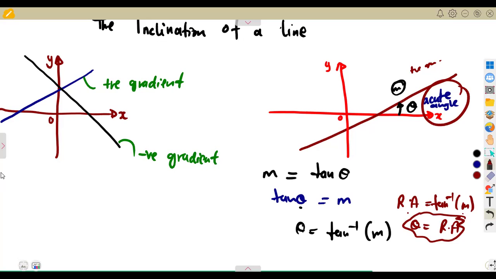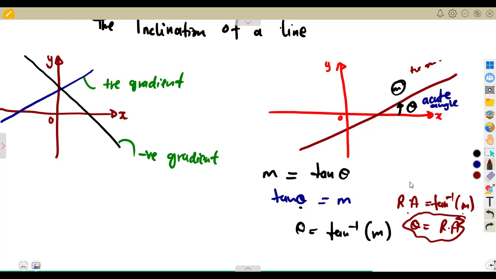That's why I wanted you to know this. You have an acute angle that you're talking about there. So this is where it was actually taken from. The theta is equal to the reference angle in the first quadrant. So as long as you've got a positive gradient like this, your theta is arctan of the gradient that you're given.